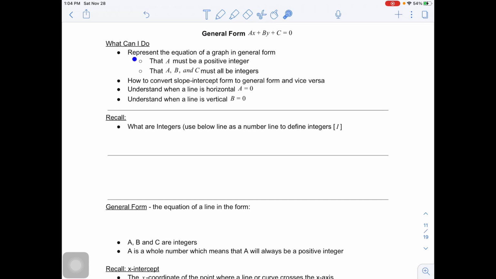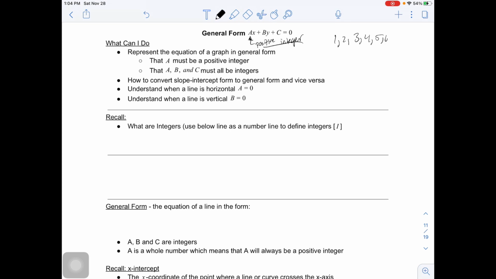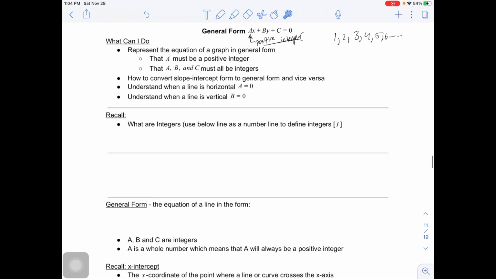So what can I do? Well, you must be able to represent the equation of a graph in general form. So something to note is this A number has to be a positive integer when you do this. Now, what is an integer? An integer is just like 1, 2, 3, 4, 5, 6, so on and so forth. No decimals or anything like that. And it has to be a positive number. So that's the most important thing right now: A has to be positive and it has to be a whole number. A, B, and C must all be integers, okay?